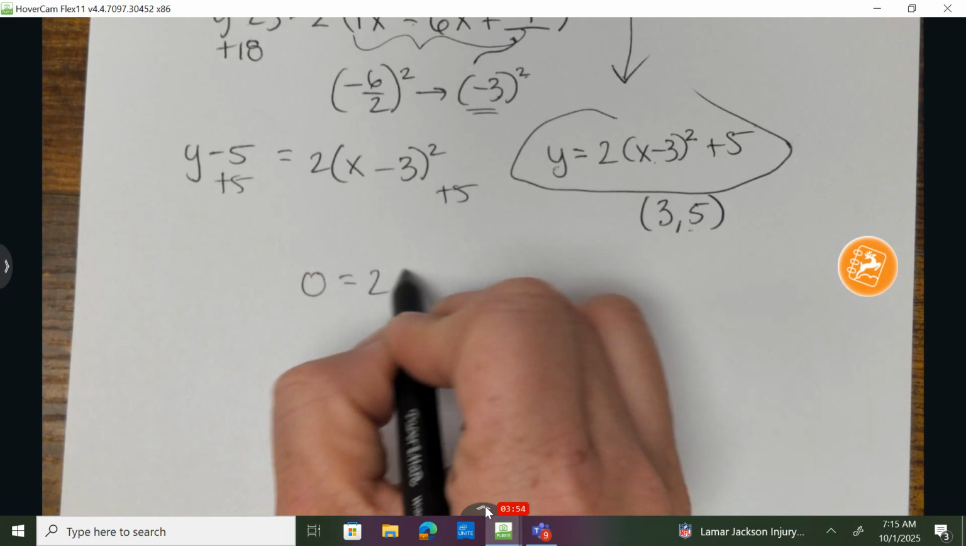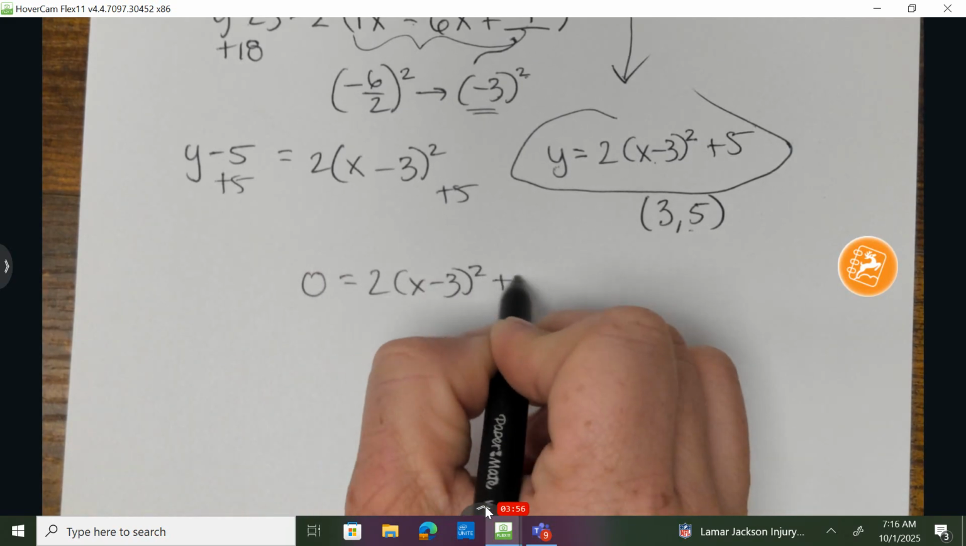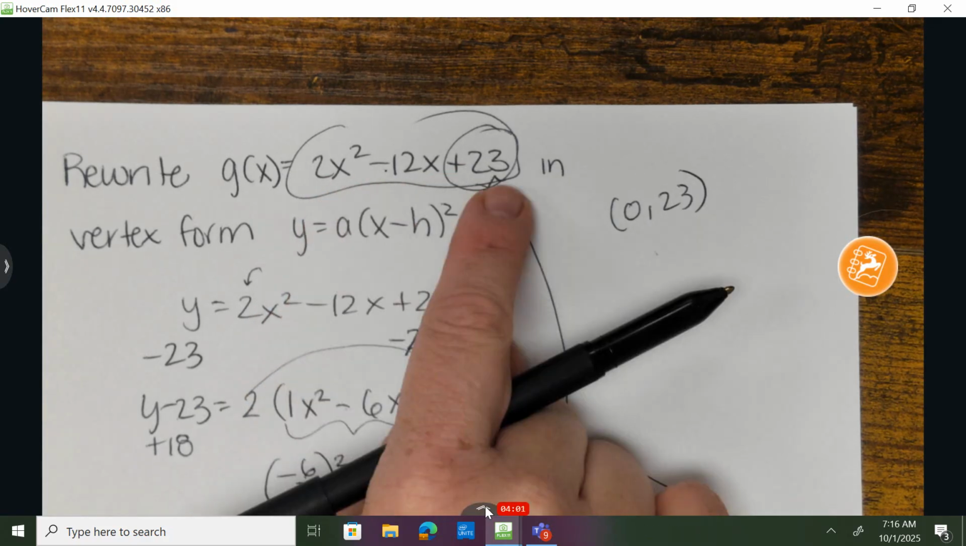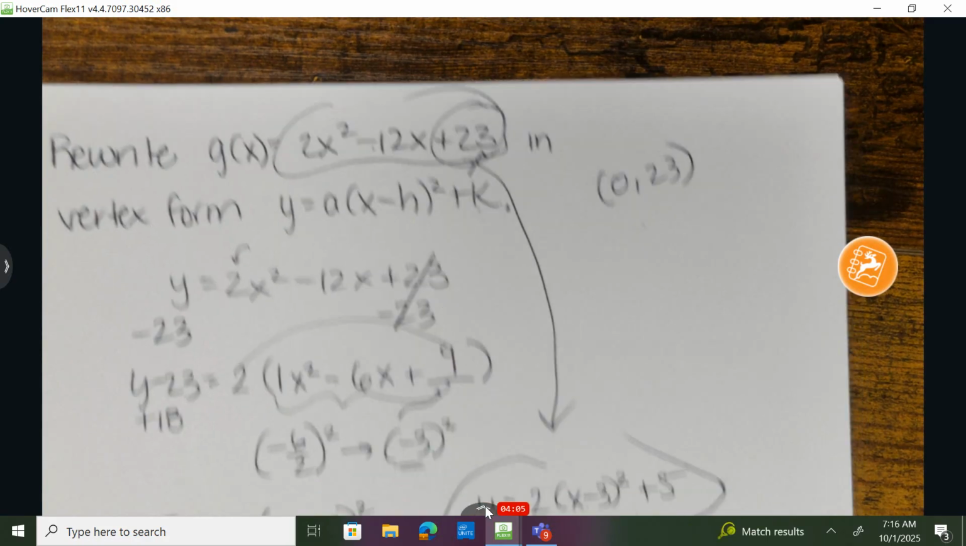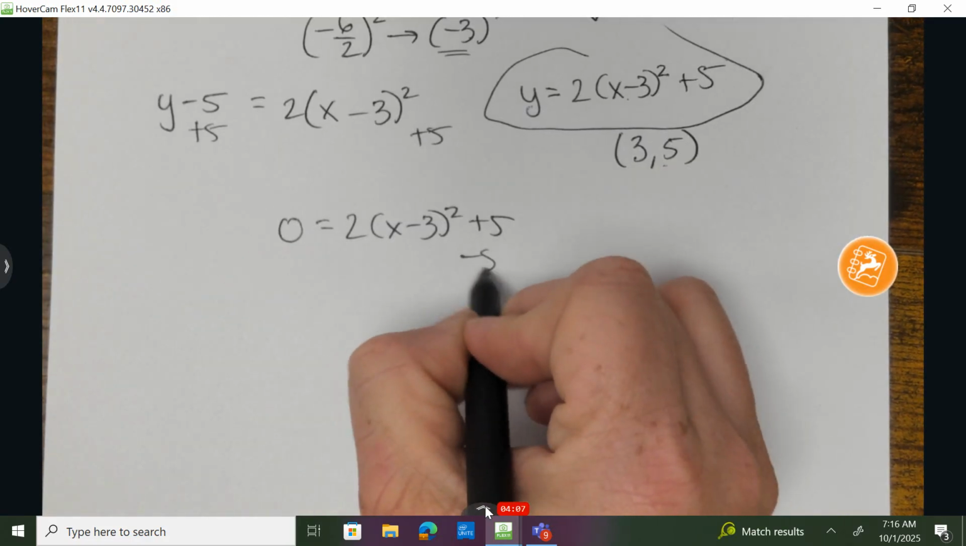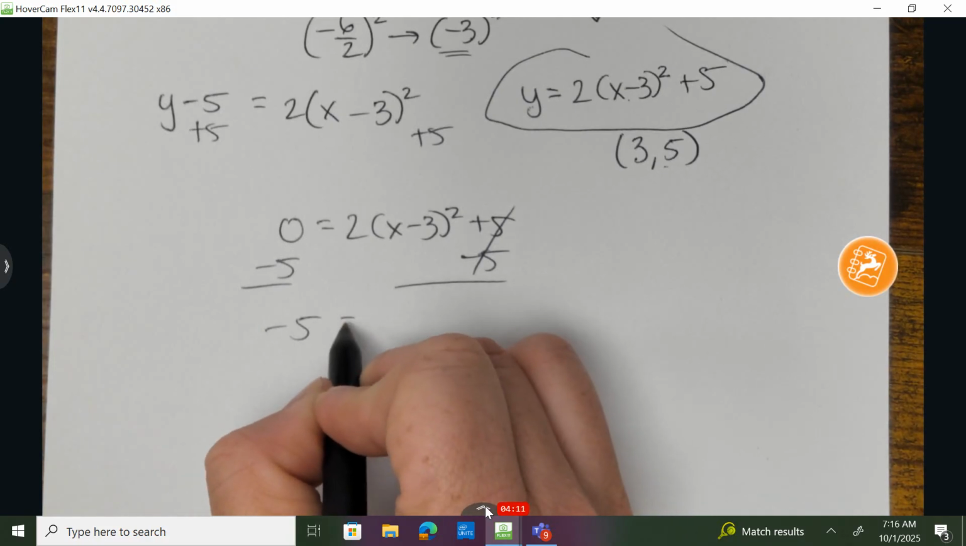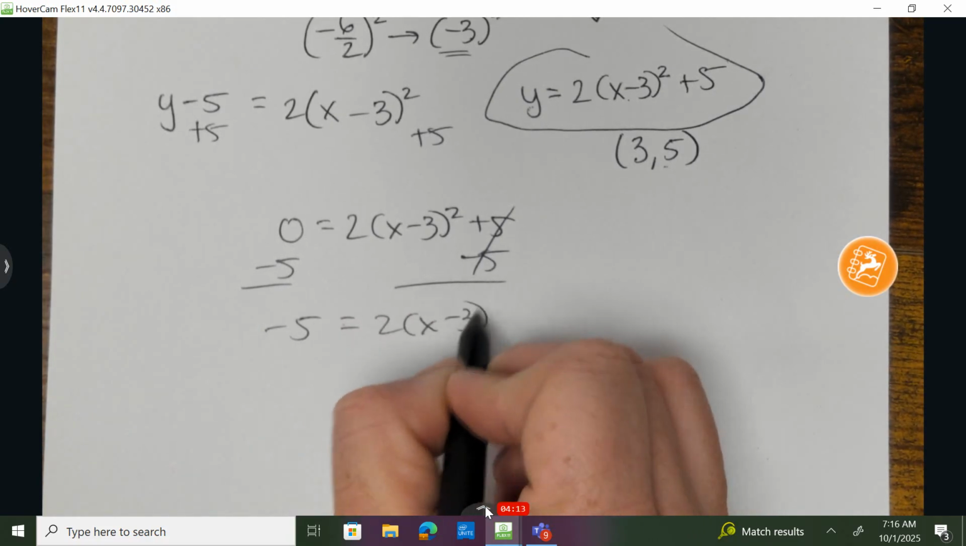I like to use this form. Now, if this confuses you, feel free to go up and look at this original function and see, is it factorable? Because you can solve by factoring. Sometimes you could always use the quadratic formula. All right, so I've set y equal to 0. And here we go. We have negative 5 equals 2 times the quantity x minus 3 squared.